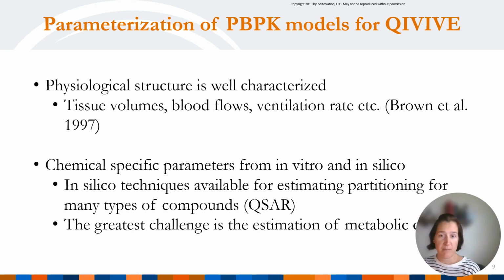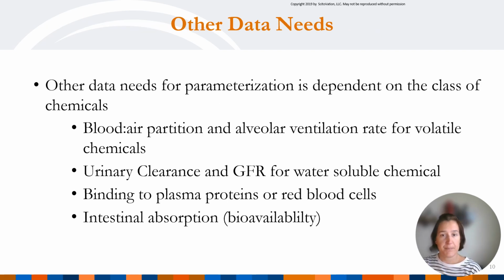For chemical-specific parameters, they can be derived, obviously, from in vivo data if there is some, but now with the need to reduce animal experiments, they can be derived from in vitro and in silico methods. There are other data needed for parameterization. For example, the blood-air partition coefficient can be predicted. Urine clearance and GFR for water-soluble compounds, and binding to plasma protein and red blood cells are also really important. And for oral absorption, the intestinal absorption is also important.